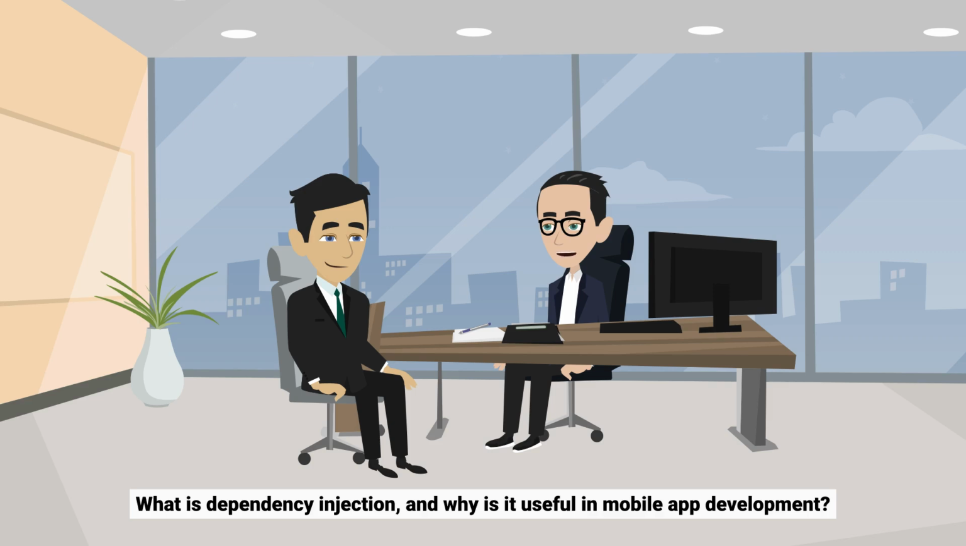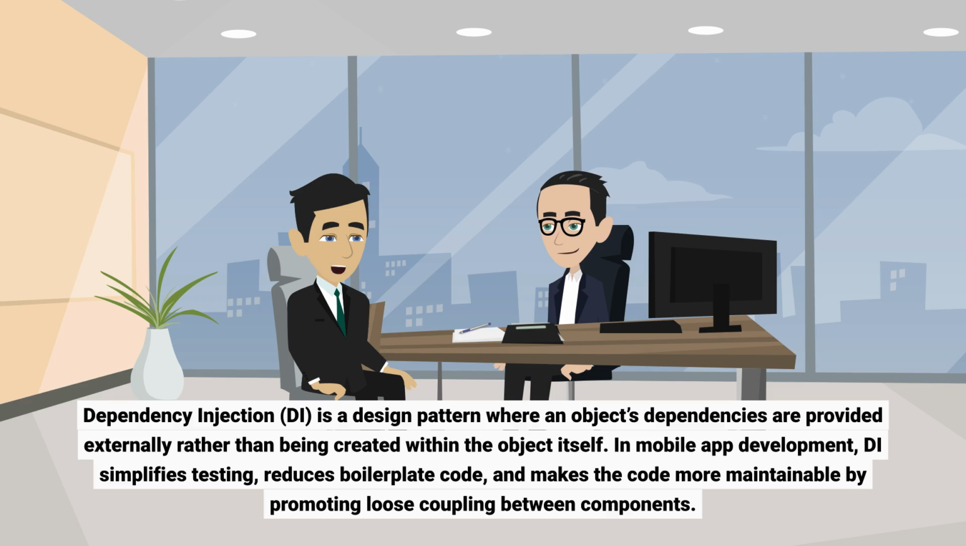What is dependency injection, and why is it useful in mobile app development? Dependency injection, DI, is a design pattern where an object's dependencies are provided externally rather than being created within the object itself. In mobile app development, DI simplifies testing, reduces boilerplate code, and makes the code more maintainable by promoting loose coupling between components.